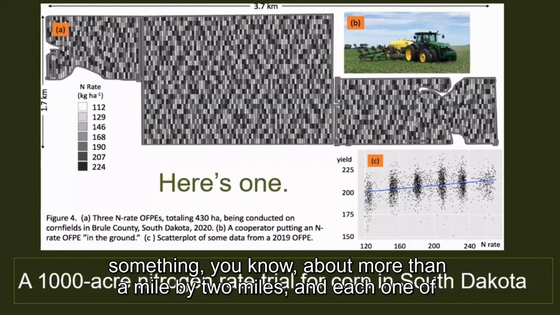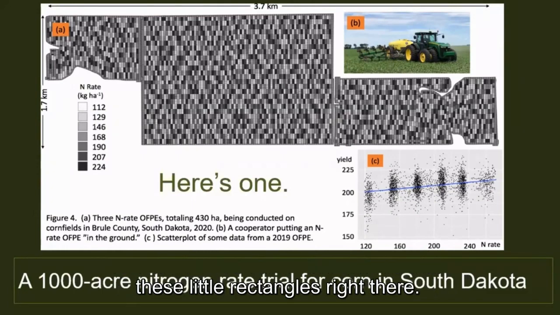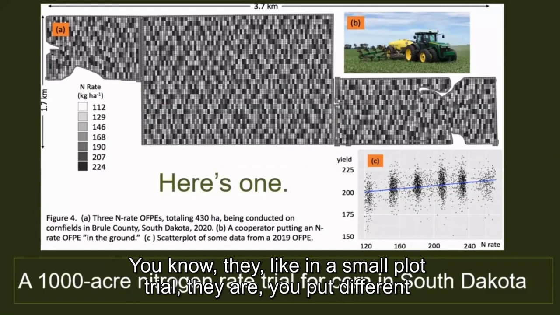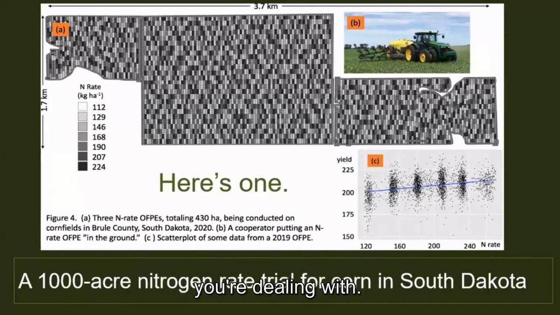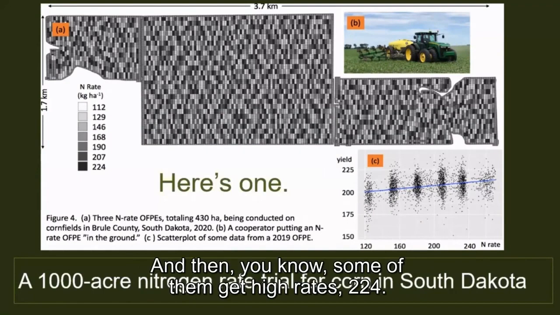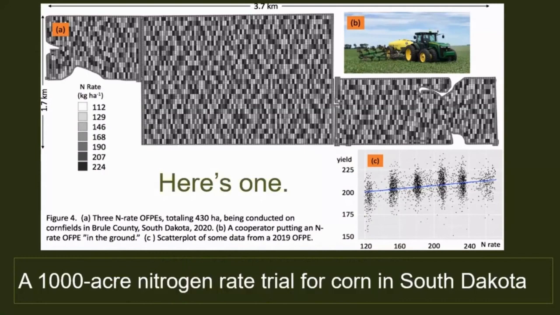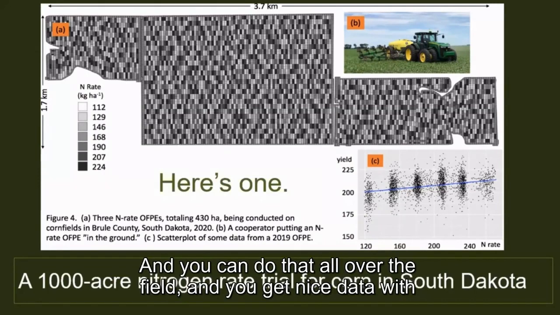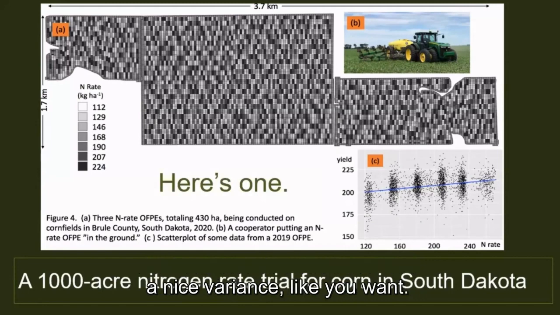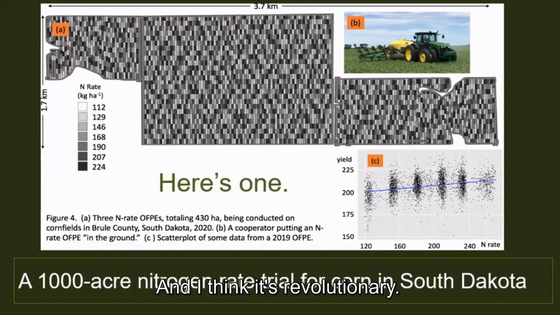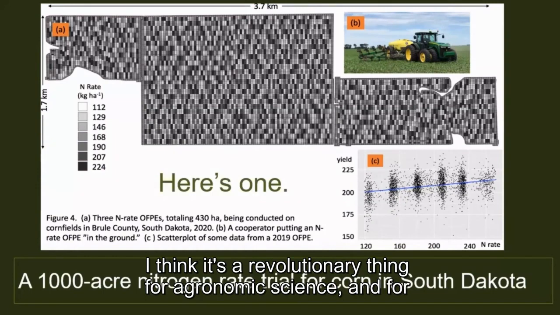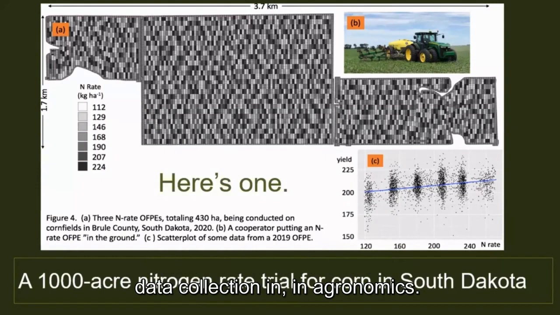Okay, so instead of something the size of this room, you're dealing with something more than a mile by 2 miles. Okay, and each one of these little rectangles, like in a small plot trial, you put different nitrogen rates on there, or seed rates, or whatever you're dealing with. Some of them get high rates, 224, some of them get low rates, 112. And you can do that all over the field, and you get nice data with a nice variance like you want. And then you have a shot at thinking about what this curve looks like. And I think it's revolutionary. Okay, I think it's a revolutionary thing for agronomic science and for data collection in agronomics.